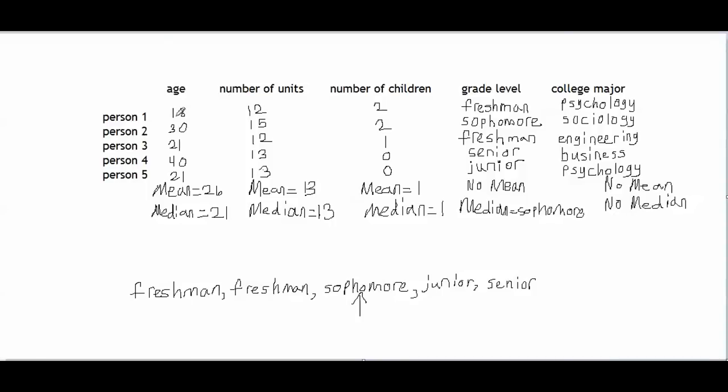When you have a set of quantitative data, you can find the mean and the median. When you have a set of ordinal data, you can find a median, but you can't find a mean. And when you have a set of nominal data, you can't find a mean or a median.